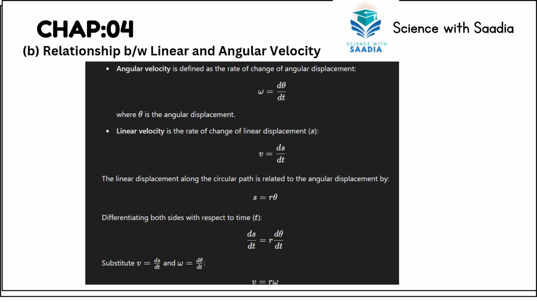The third part of the same question is to rewrite the relationship between linear and angular velocity. Here we are given the rate of change of angular displacement, that is angular velocity, and linear velocity is the change in displacement. And this part is solved, so let's move on to the next part, that is part C.